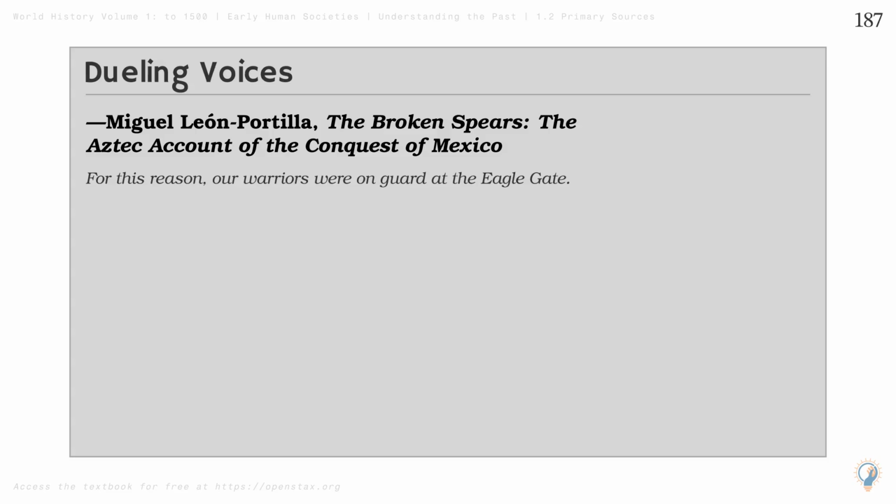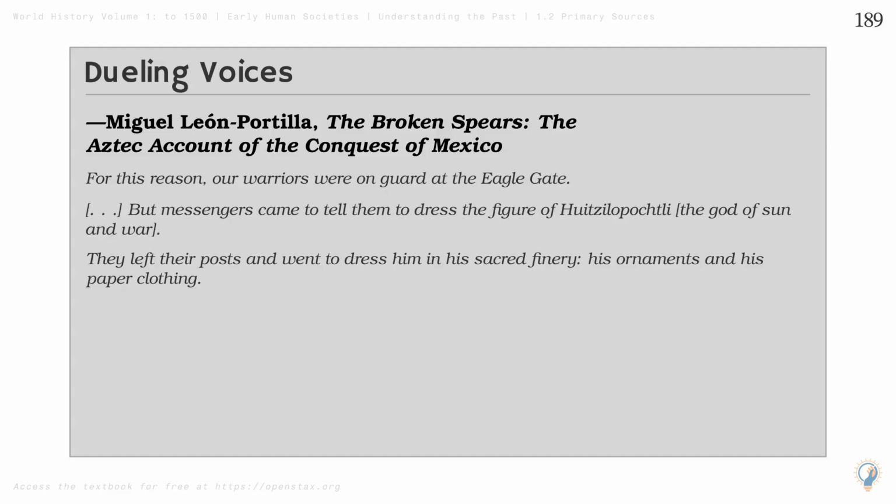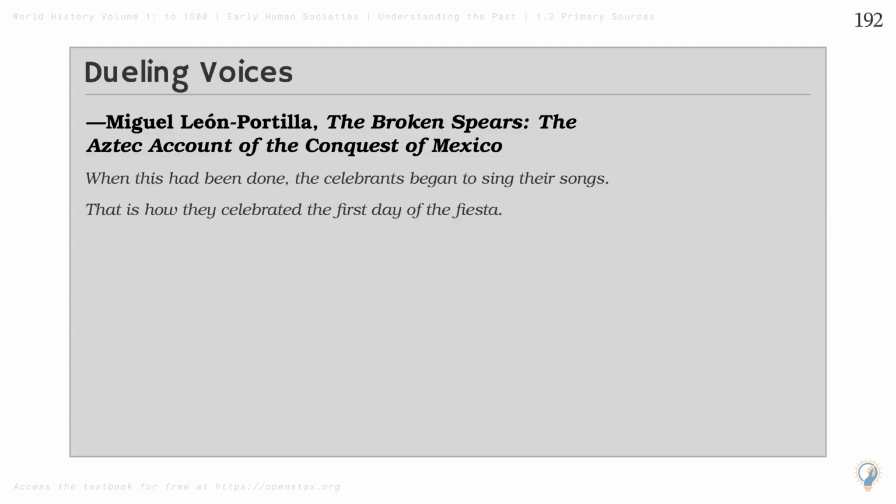For this reason, our warriors were on guard at the Eagle Gate. But messengers came to tell them to dress the figure of Huitzilopochtli, the god of sun and war. They left their posts and went to dress him in his sacred finery, his ornaments and his paper clothing. When this had been done, the celebrants began to sing their songs. That is how they celebrated the first day of the fiesta.